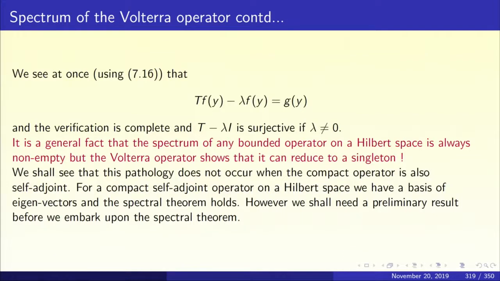In general, if you take any bounded linear operator on a Hilbert space, the spectrum is always going to be non-empty. This is a very important result in functional analysis, and you can consult any of the books on functional analysis such as Simmons' Topology and Modern Analysis, for instance, where you will see a proof of this result, that the spectrum of a bounded linear operator is always non-empty.